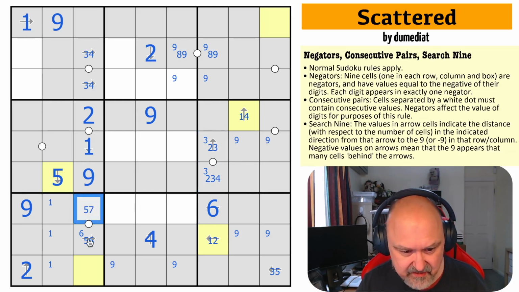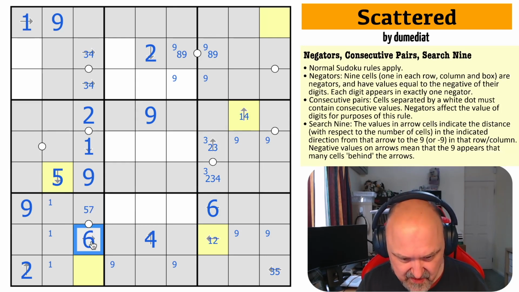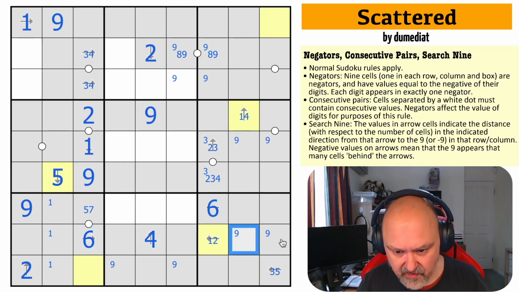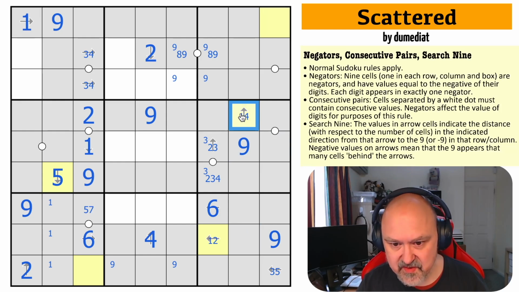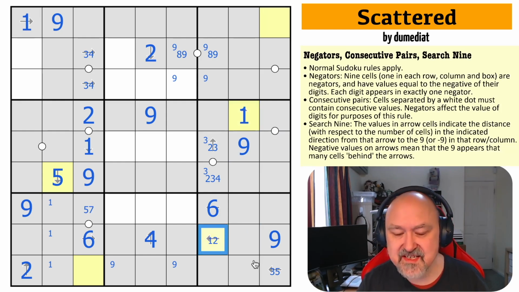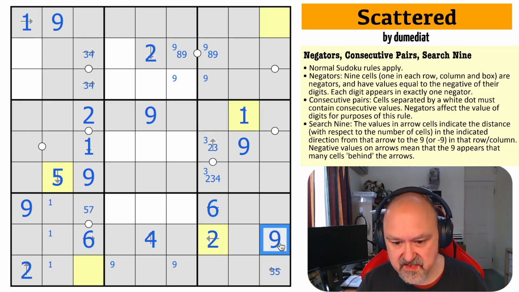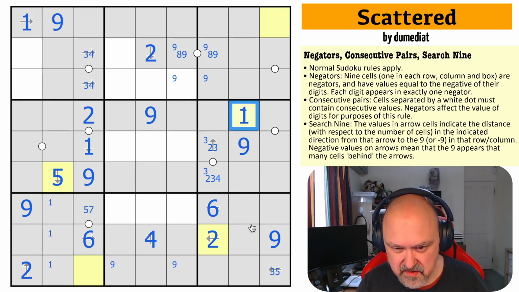There's no 6 here, but there is a 6 on this dot. This is the 6, which means 1, 2, 3, 4, 5, 6. That's the 9, which means this is not the 9. This is the 9, which means this is the 1, which means this has to be the 2 for various reasons, because that's the 9 and because I have to put unique digits into the white boxes or into the negator cells.